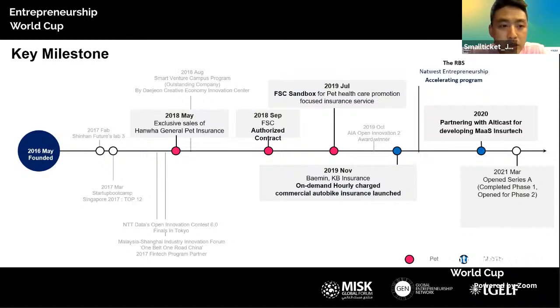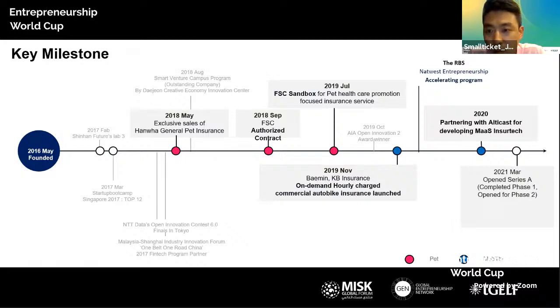This is our key milestone. Since we founded in 2016, we made an exclusive sales contract with Hanwha for the pet insurance. In July 2019, we participated in the Sandbox program. And in November 2019, we launched the on-demand hourly insurance product for the Baemin.